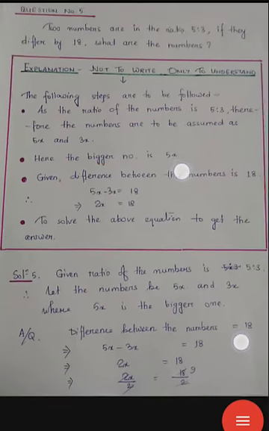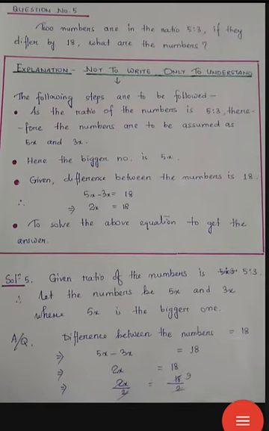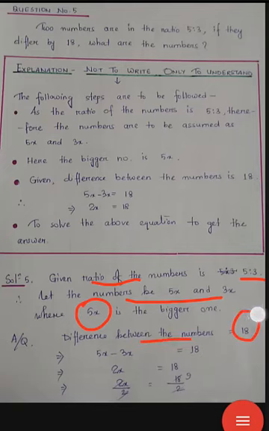Let us have a look at the solution part. The ratio of the numbers is given to be 5:3. So the numbers will be of course 5x and 3x, with 5x the bigger number. Now the difference between the numbers is 18, as mentioned in the question. Where there is difference, there is the question of minus. Therefore 5x minus 3x we are getting as 18. When this subtraction is made, we get the result 2x, which is equal to 18.